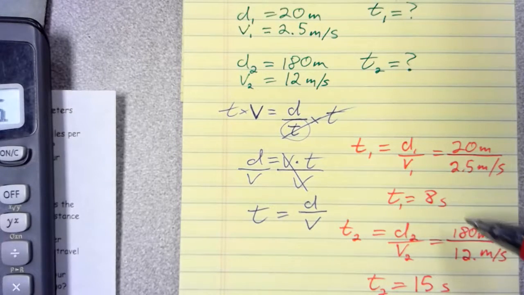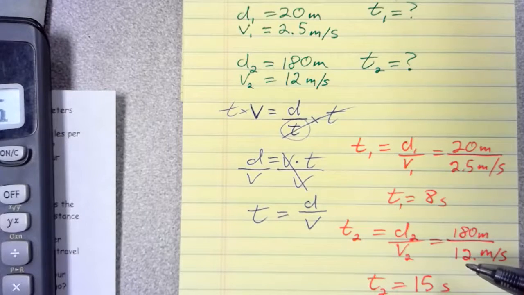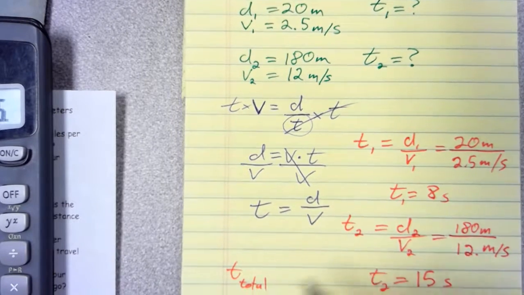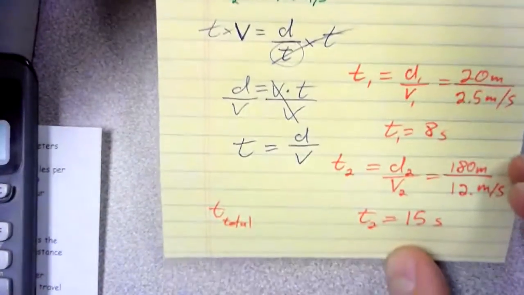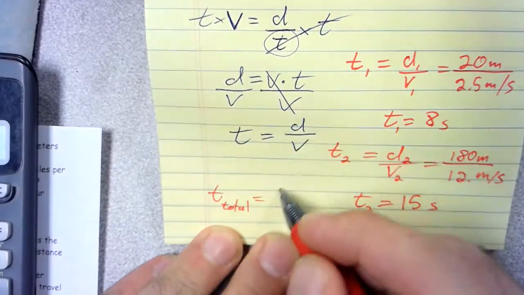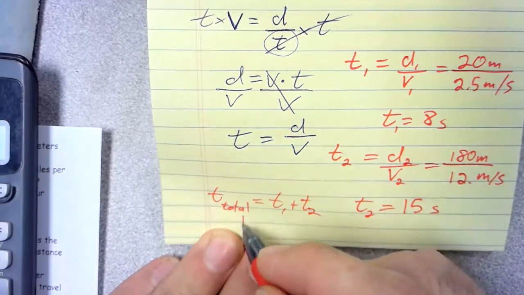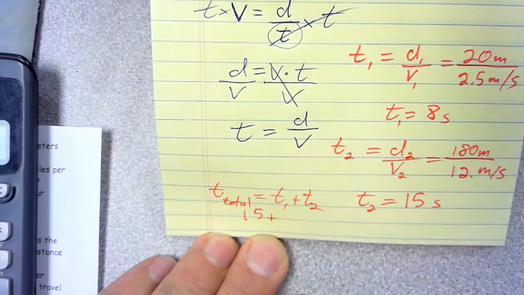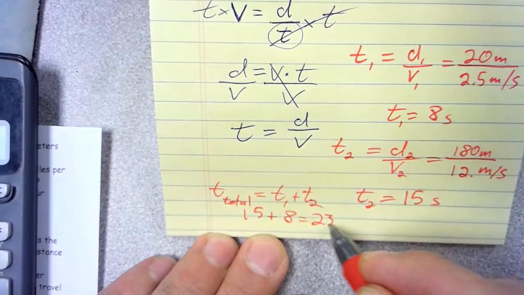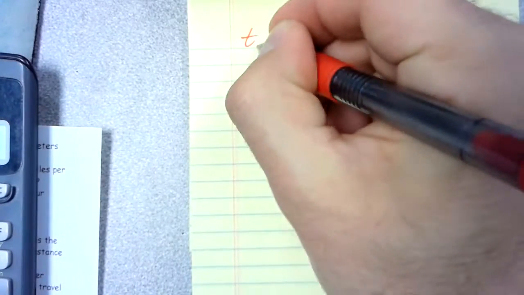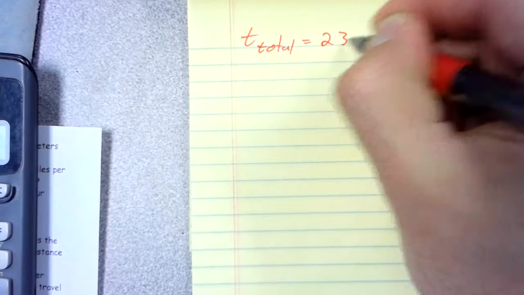So I've got my T1 and my T2. To get my total time, it's just adding those together. So T total, let's get that up there where we can actually see it. T total is equal to T1 plus T2. So 15 plus 8 equals 23 seconds. So I know, I'm going to go to my next page here. I know that my T total is equal to 23 seconds.